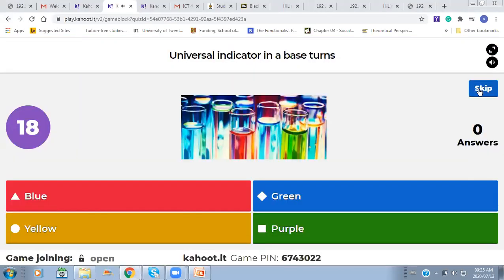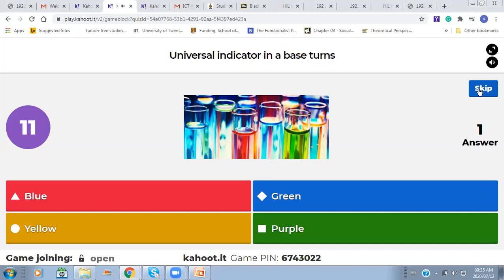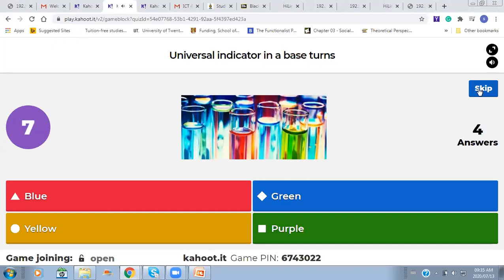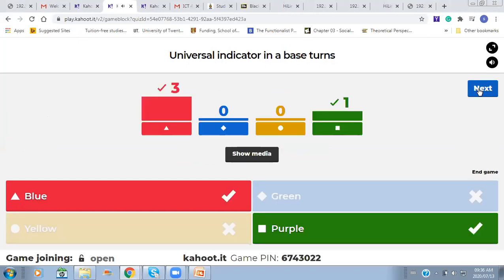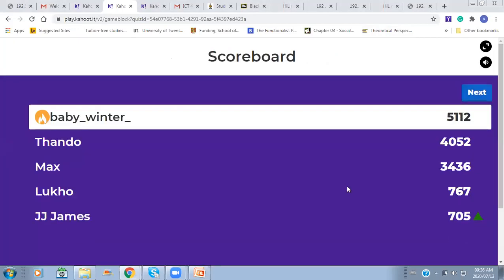Universal indicator in a base tense... Okay. So you have got two answers there. It can be blue or purple. So let's see those who got it first. All right. Okay, let's go to the next.